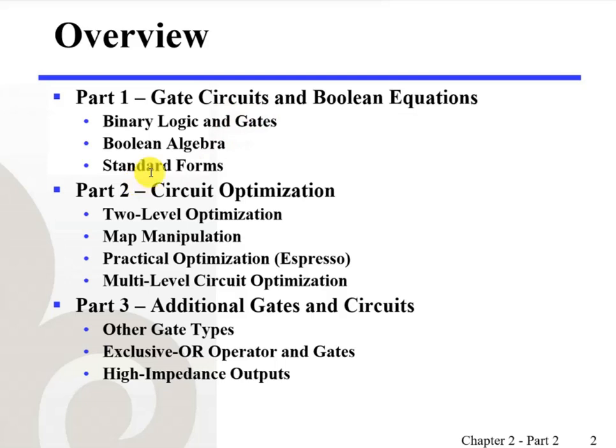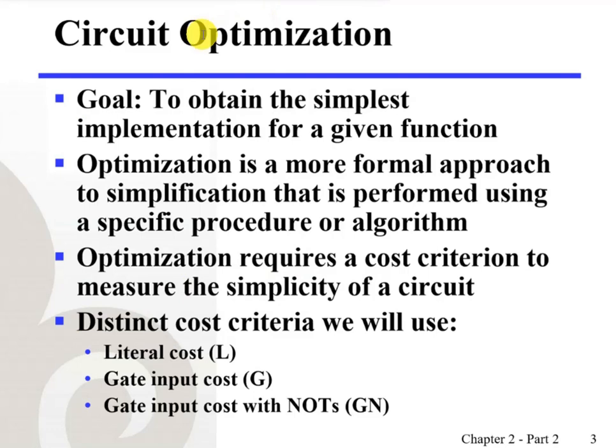Today we will continue our discussion on circuit optimization. We will first see the two-level optimization method, and then we will see map manipulation, or so-called Karnaugh map techniques. We'll see different examples of how we can perform practical optimization and multi-level circuit optimization. Let us ask the following question.